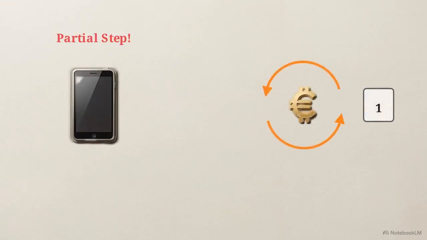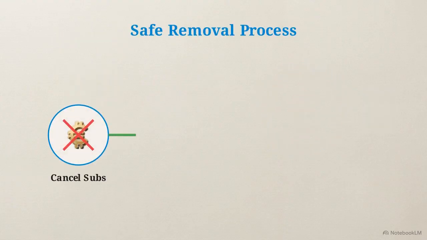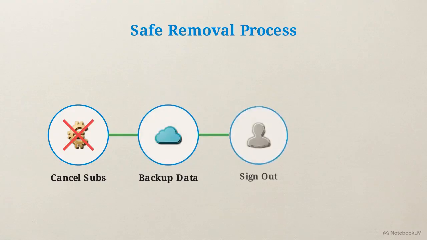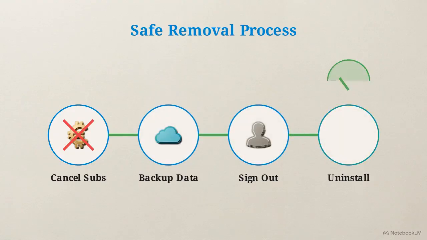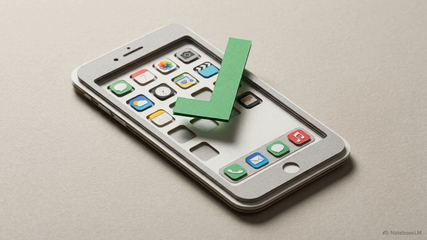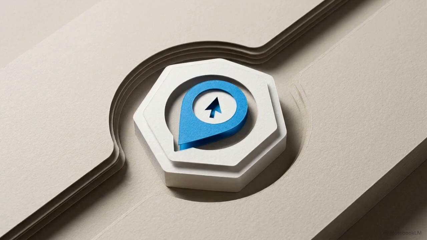Deleting an app icon is only a partial step. Subscriptions can continue charging your account even after the app is gone. Safe removal means checking for active subscriptions, backing up files, signing out, and using the official uninstall process. Approaching installation and removal as deliberate tasks helps prevent hidden costs and keeps your device running efficiently. This leads us to the third stop: use.